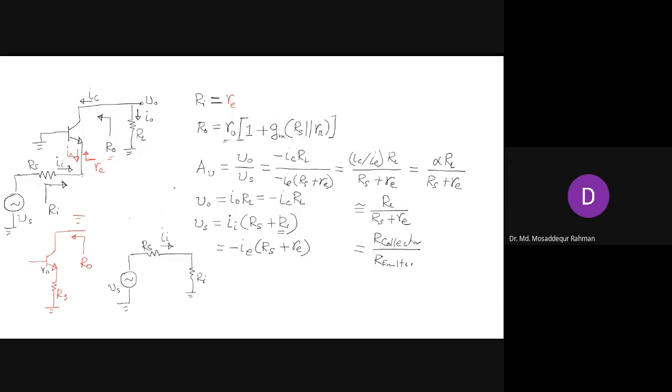So some of these expressions you need to remember, right? If you are doing analysis of a much bigger circuit where you have many transistors, deriving all these steps is not very practical in those situations.